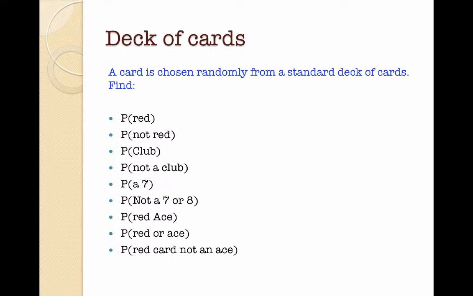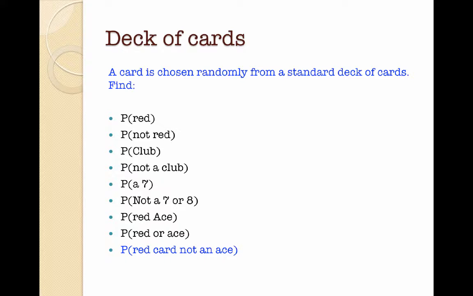A card is chosen randomly from a standard deck of cards. We want to find the probability that the card is red, the probability that it is not red, the probability that it's a club, and the probability that it's not a club, the probability that it's a 7, and the probability that it's not a 7 or an 8, the probability that it's a red ace, the probability that it's a red or an ace, and finally the probability that it's a red card that's not an ace.